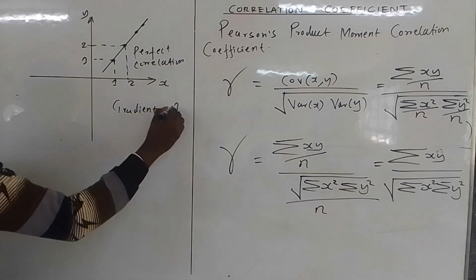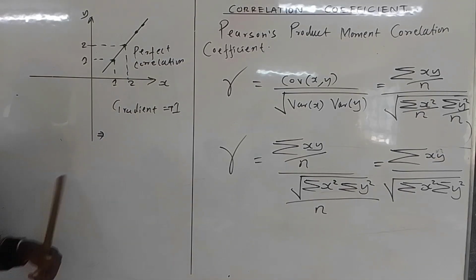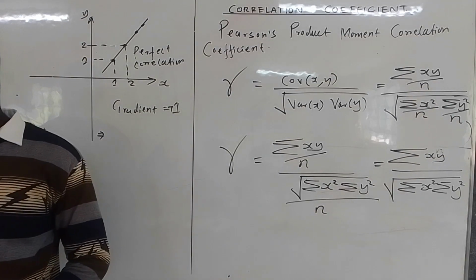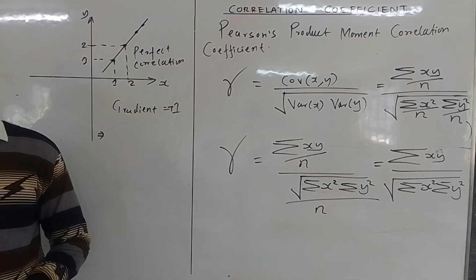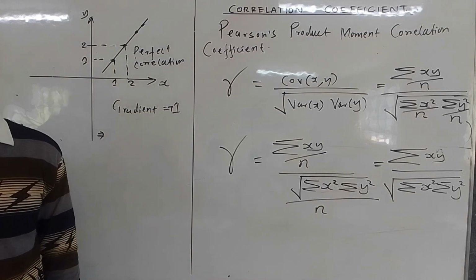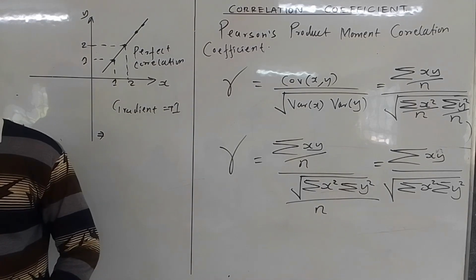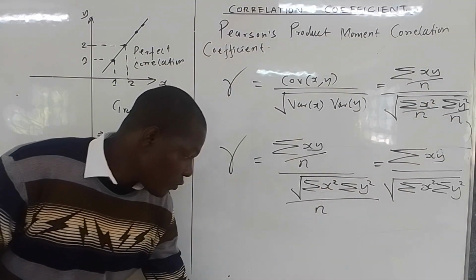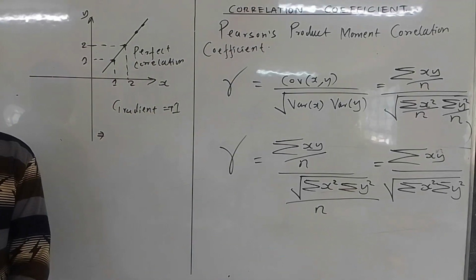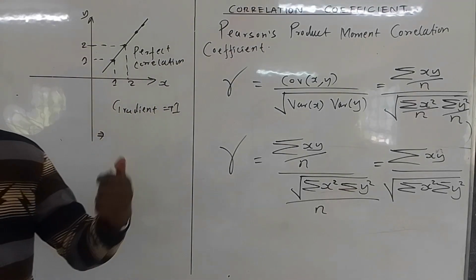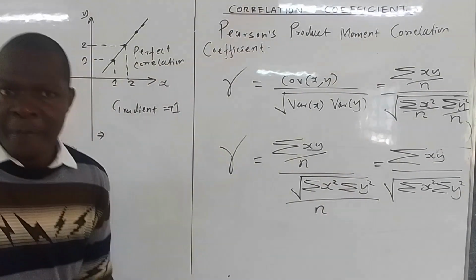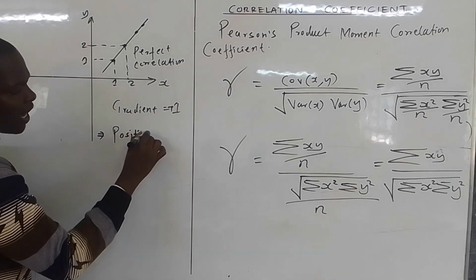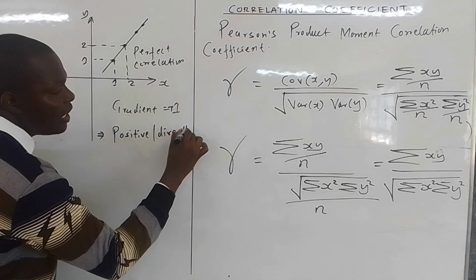So when the gradient is positive 1, it implies perfect, meaning everything is on the line. No point is left outside. Meaning if no point is left outside, the gradient must be 1, and that is what means perfect. So when that gradient is positive, then we say it is a positive correlation. When the gradient is 1, it is now a positive perfect correlation. Are we together? And the positive is sometimes said to be direct.